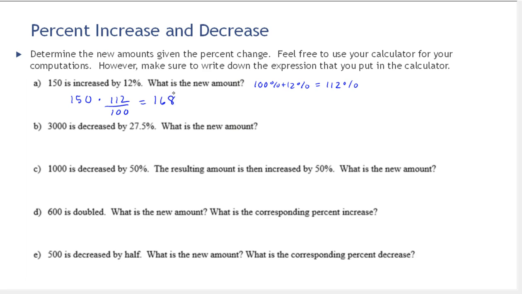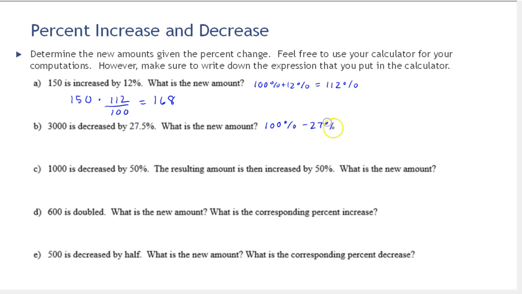Okay, notice that makes sense. It increased, so it should go up. It went from 150 to 168. Now we have 3,000 is decreased by 27.5%. What's the new amount? So first let's find our percent.